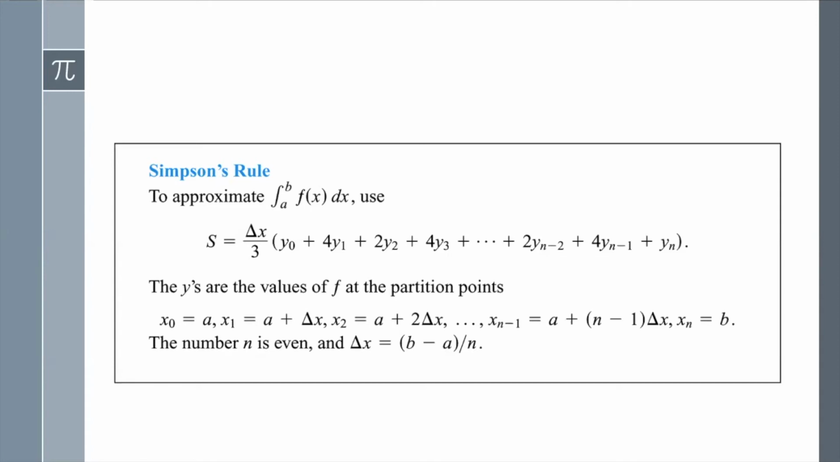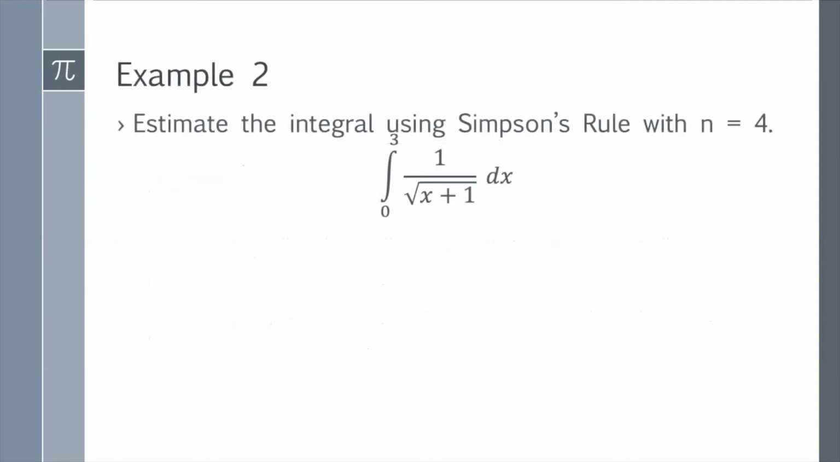X0 through xn are defined just like before. Delta x is defined just like before. All right, so for this example, we'll estimate the integral using Simpson's rule with n equals 4. The integral from 0 to 3 of 1 over the square root of x plus 1 dx. All right, so going over to the tablet.